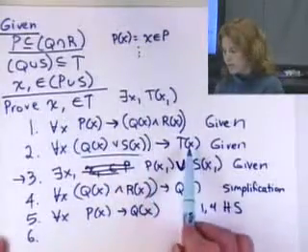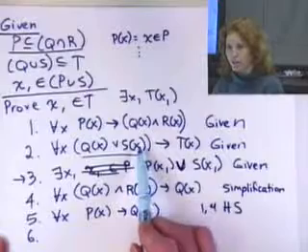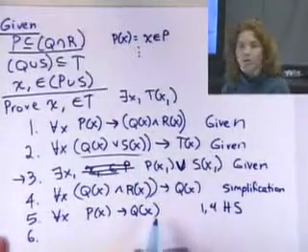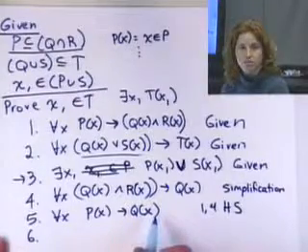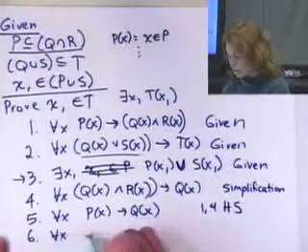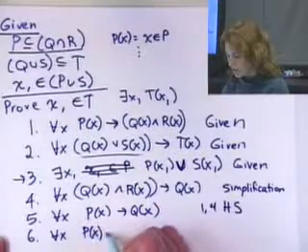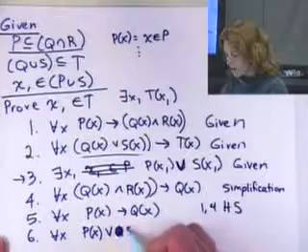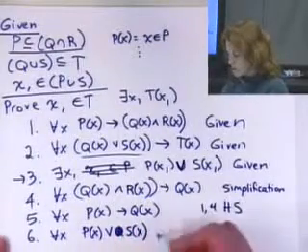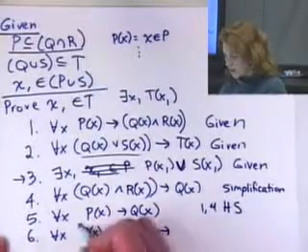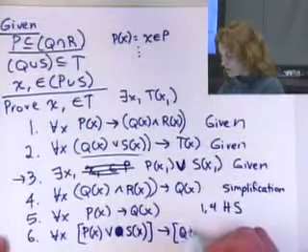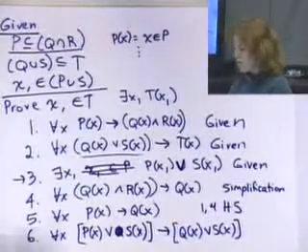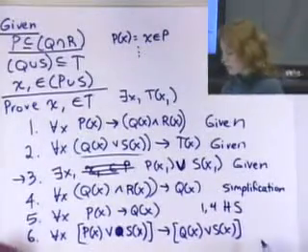I have Q or S implies T. I'd like something implies Q or S, so I can combine it with that. So what I want to do is OR an S on both sides of this implication, which I can do with my rules. If I wanted to put an S on both sides, S of X, put brackets around that so you know that implication is there. So we get P of X or S of X implies Q of X or S of X.